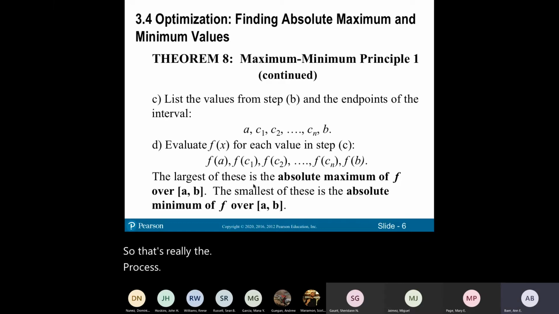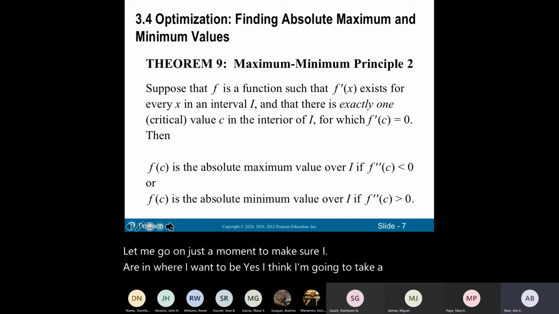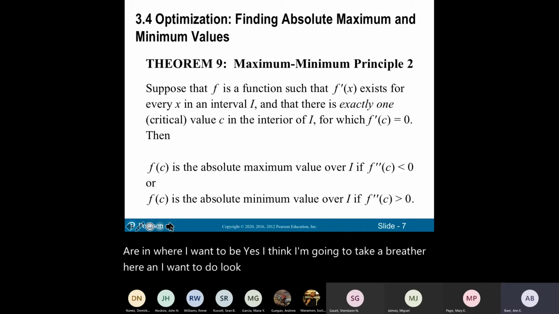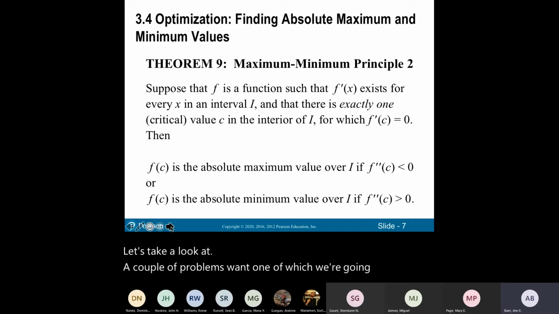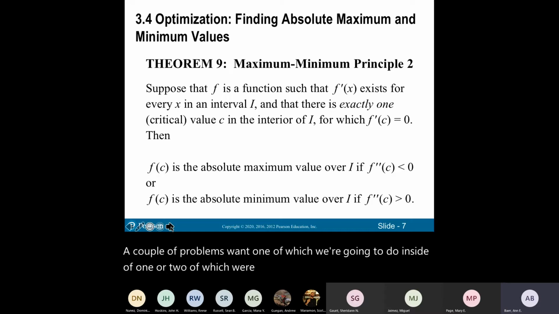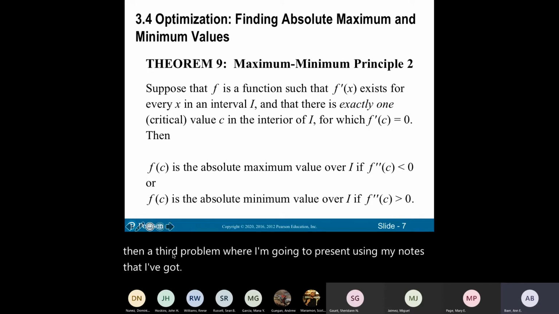And I'm thinking about what I want to do now. Let me make sure I'm where I want to be. Yes, I think I'm going to take a breather here and look at a few problems. A couple of problems, one or two of which we're going to do inside of my MyLab Math, and then a third problem where I'm going to present using my notes that I've got down on my desktop. So I'm going to stop this for now.